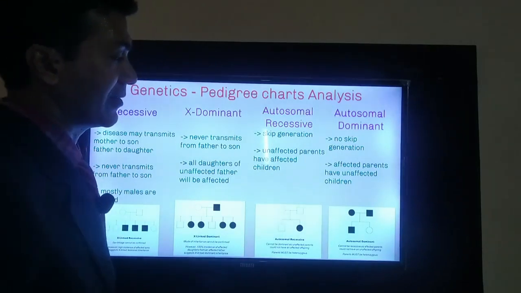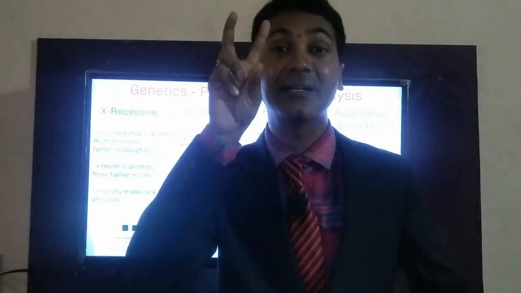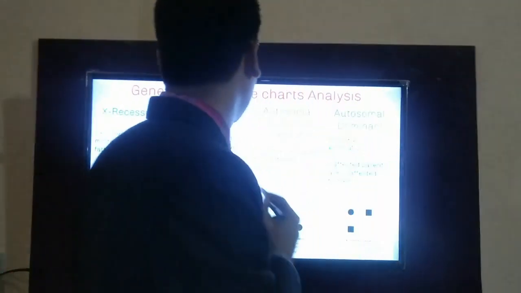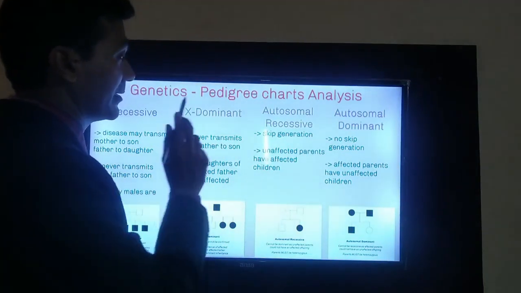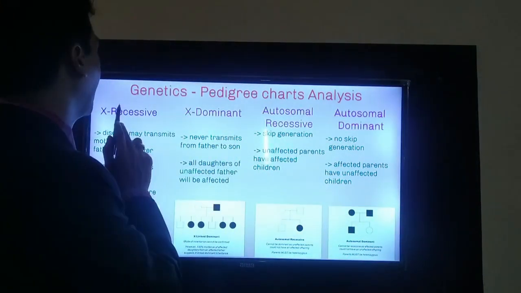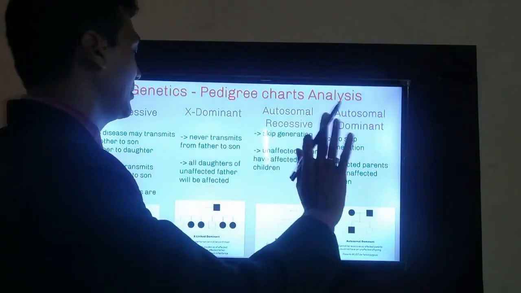It is not like this. So for recessive, first identify whether unaffected parents have affected children. Second, see X dominant. The key point is that it is never transmitted from father to son. X recessive and X dominant are the same in this; never transmitted from father to son.